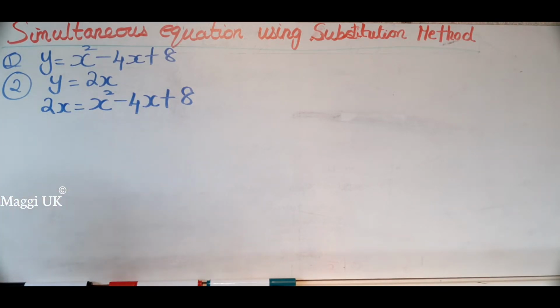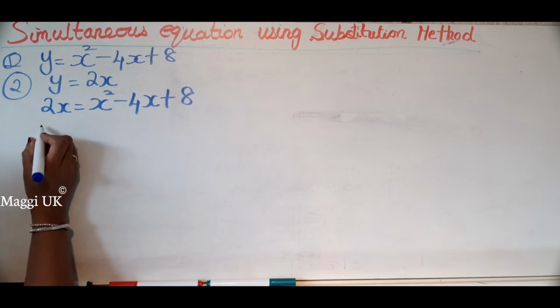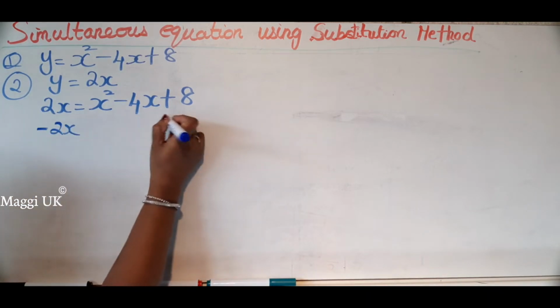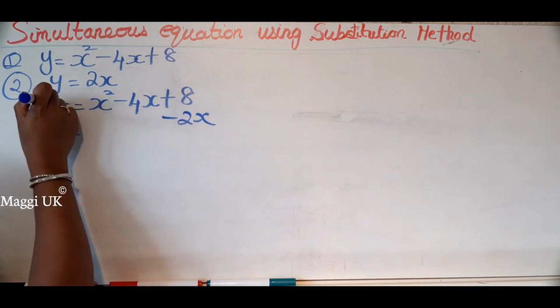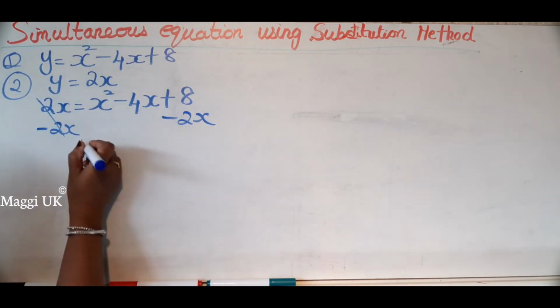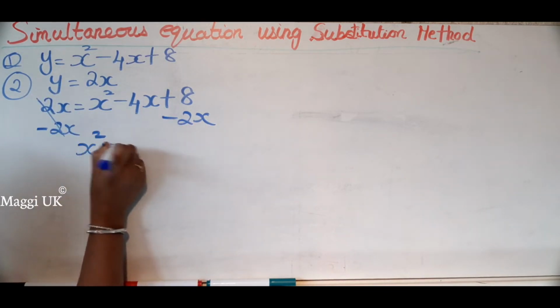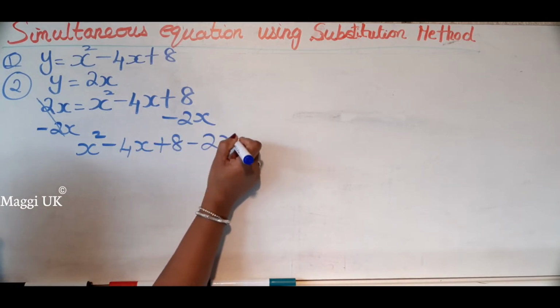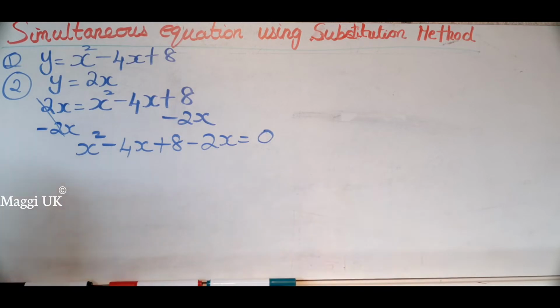So we need to bring everything to one side so that we can find the value for x, like we do with ax squared plus bx plus c equals 0, because a quadratic equation always has the form ax squared plus bx plus c equal to 0. So what happens here is we have a positive 2x, so it will be minus 2x, and on the other side also minus 2x, so that will be cancelled. So when you write here, we have x squared minus 4x plus 8 minus 2x equals 0.